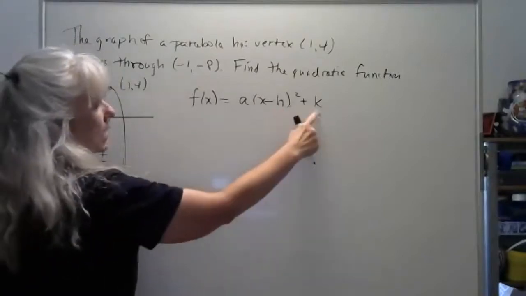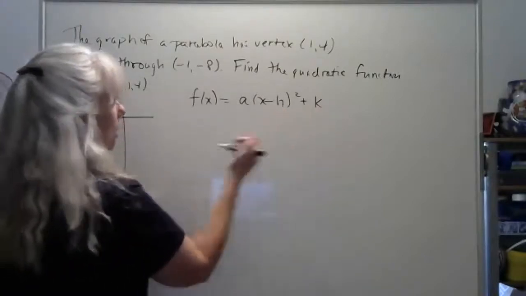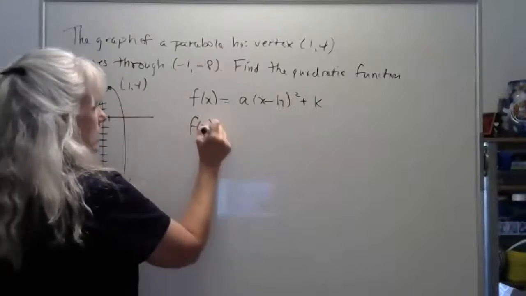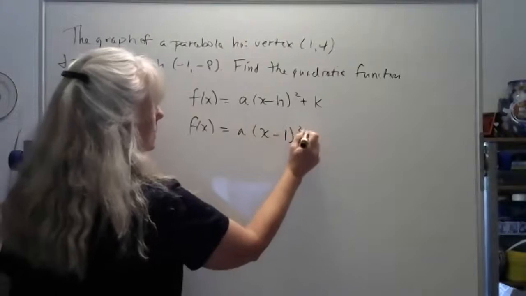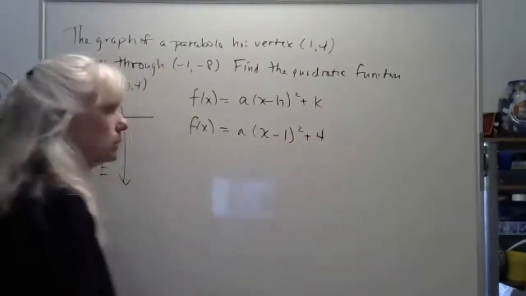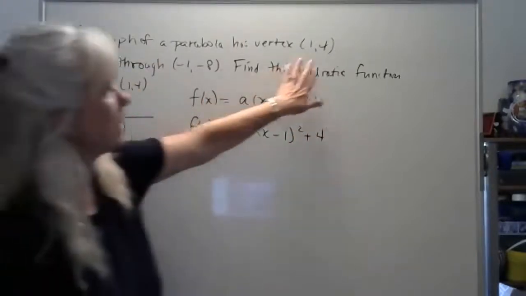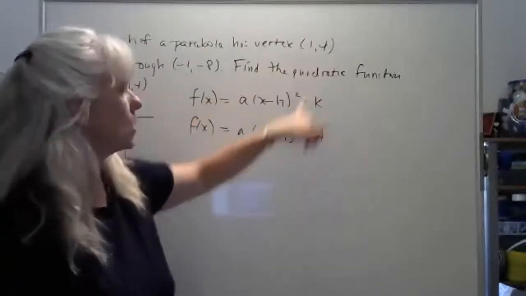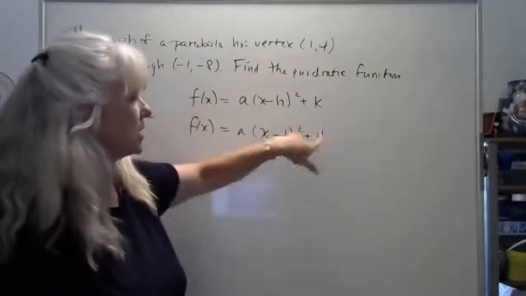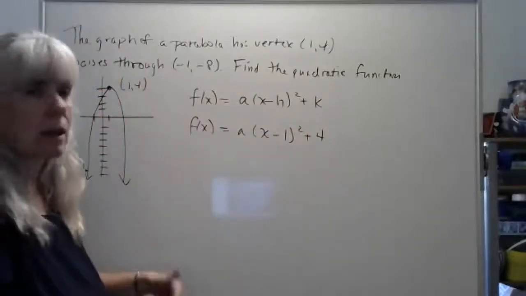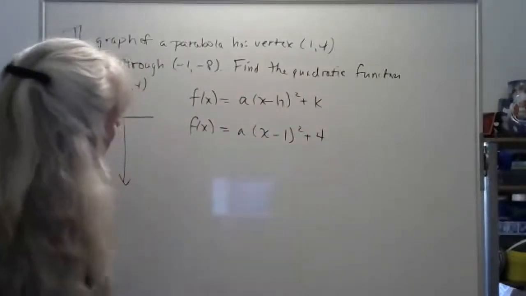Well, we already know the vertex, so we already know what h and k are. So we know that f of x is equal to a times (x minus 1) squared plus 4. And again, all I'm doing is picking up my vertex. When I bring the 1 in, notice I'm switching its sign back, and the 4 stays the same. So on the inside, you switch signs. On the outside, you leave it alone. Okay, but we need a.